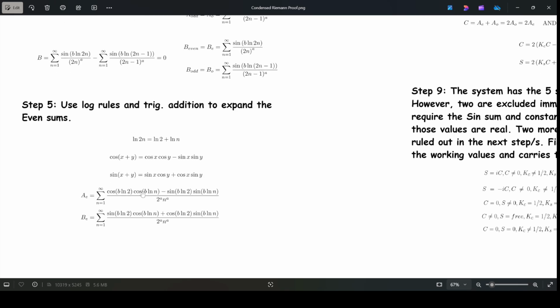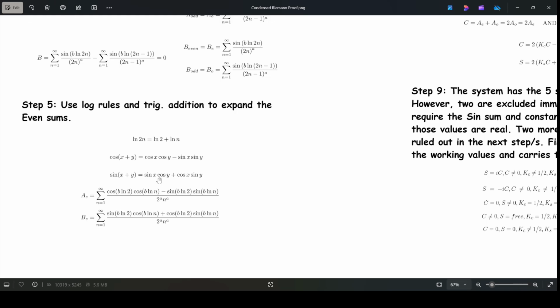And we've written them using, we've expanded the logs and then used the cosine and sine sum rules to write the sums like this. And you can see this minus and plus in the middle, meaning you could take each of these sums and split it into 2 more sums. And that's what we're going to do next.